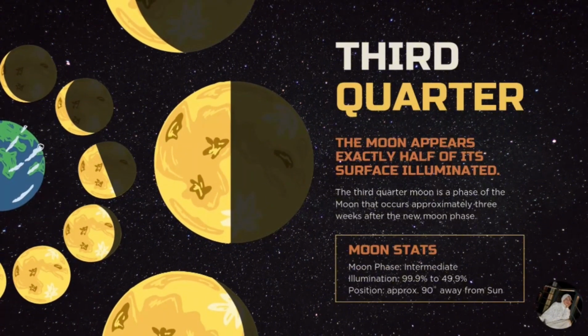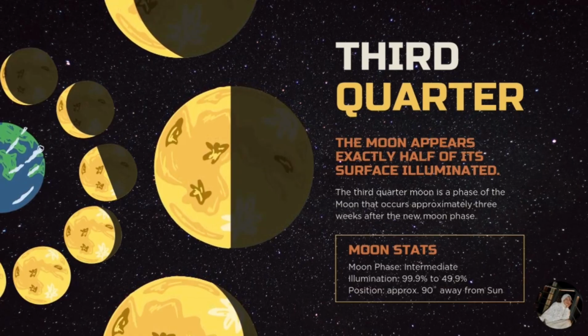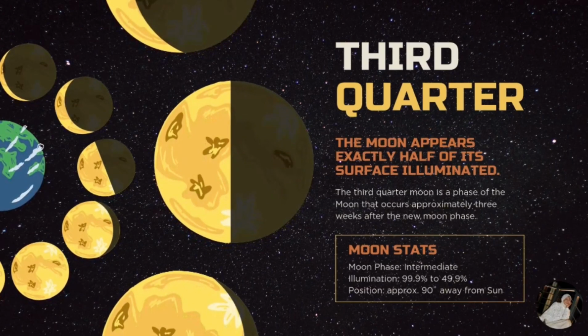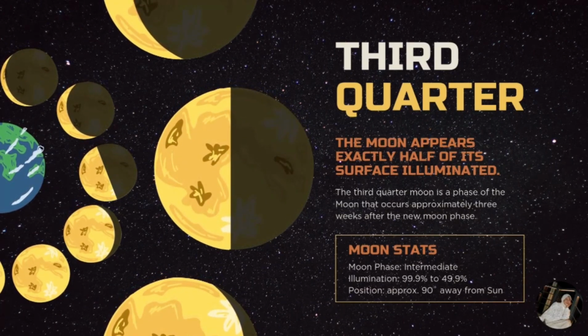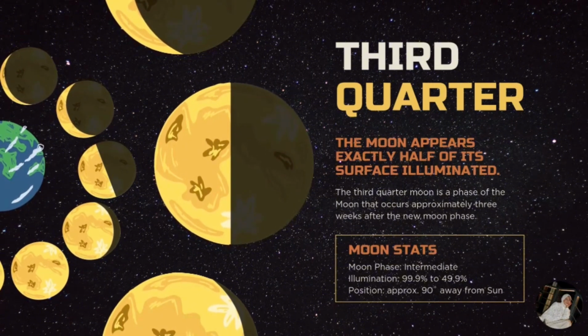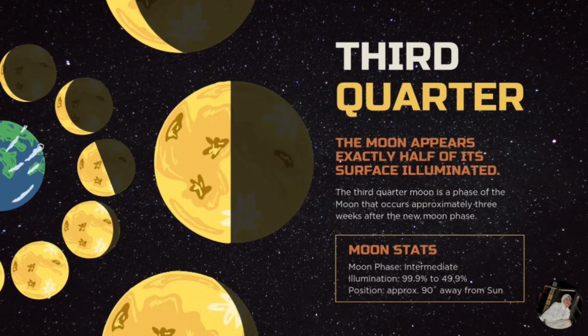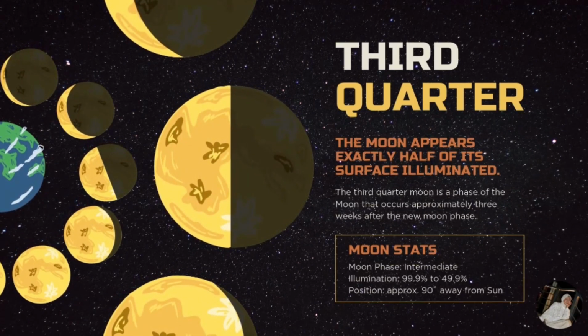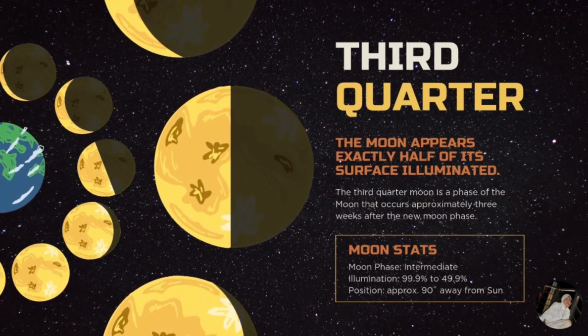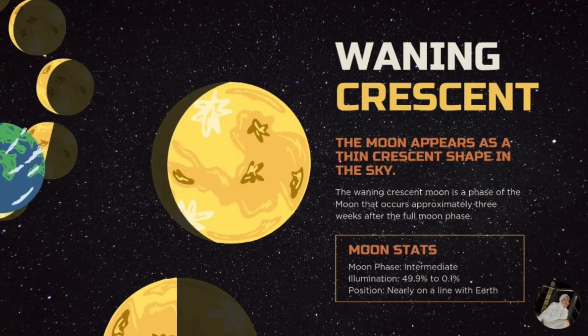Third quarter. The Moon appears with exactly half of its surface illuminated. The third quarter Moon is a phase of the Moon that occurs approximately 3 weeks after the new Moon phase. Moon state: Moon phase intermediate, illumination is 50% to 49.9%. Position is approximately 90 degrees away from the Sun.